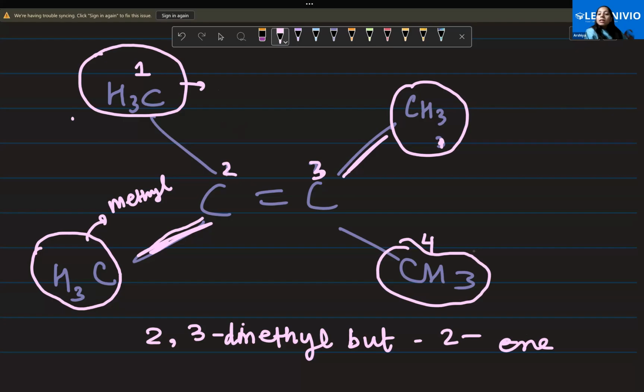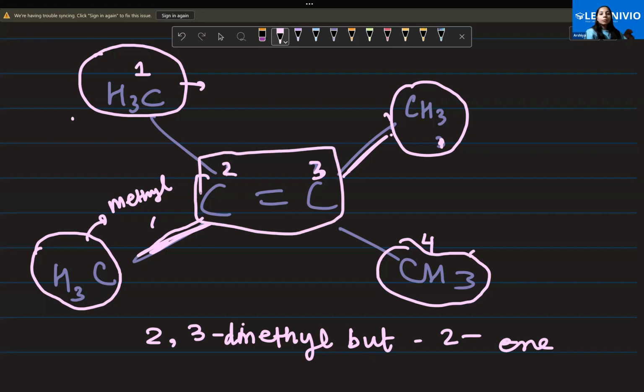We're not taking this because it's a part of the chain, right? We are counting 4 carbons, butane. So these are a part of the chain. Now, substituted carbons are those which are not a part of this chain. So in this case, these are not a part of the chain. So that's why we are taking 2 and 3. And this 2 and 3 will depend on the number to which this is attached.